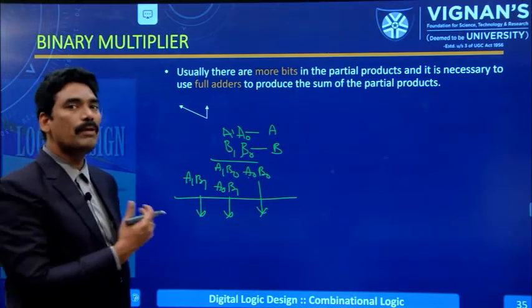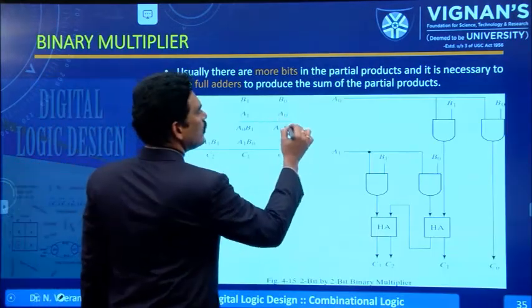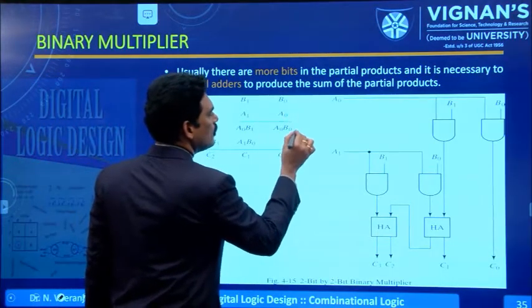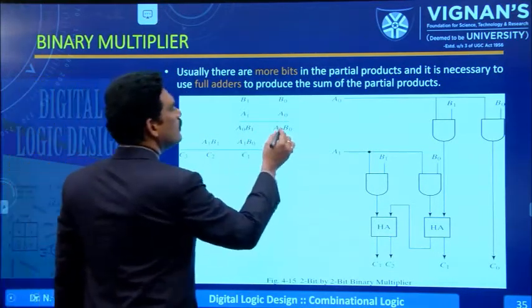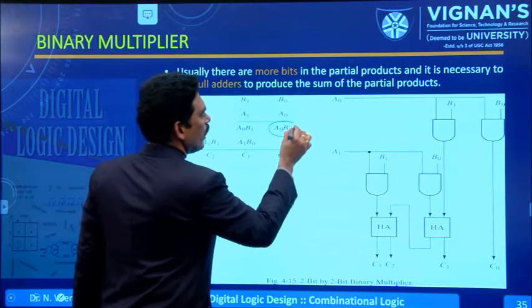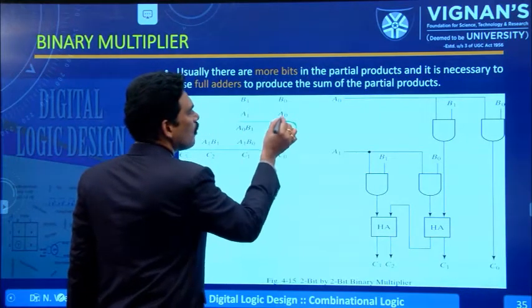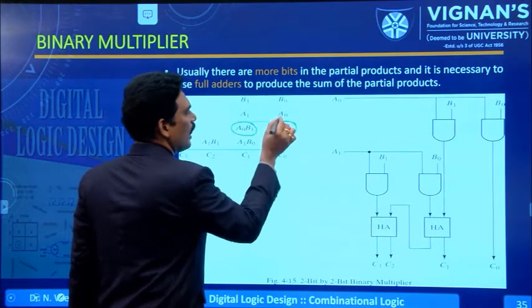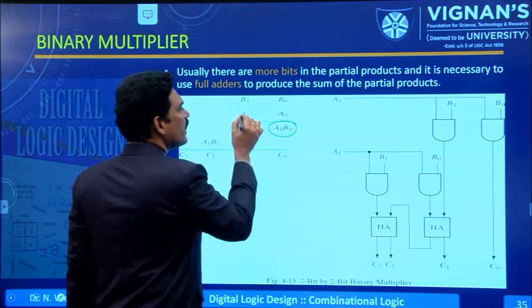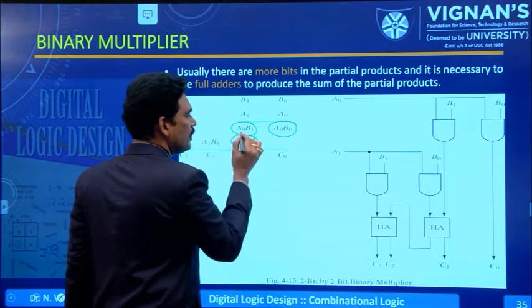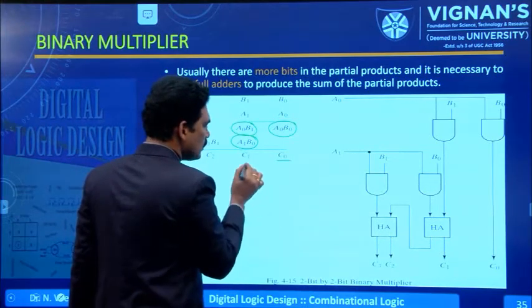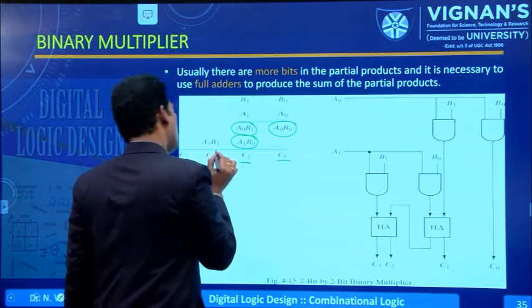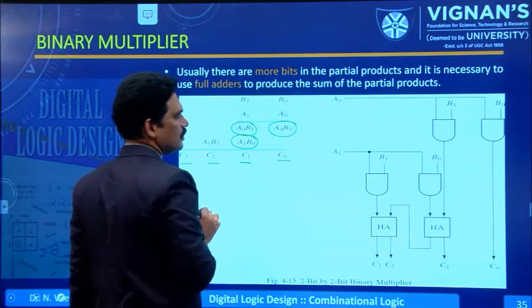Now we are going to implement the circuit for this. This is A0 B0. We have here A0 B1 and this is A1 B0. Now the result here is C0, the addition gives C1 and this is C2. If we get any carry, this is C3.